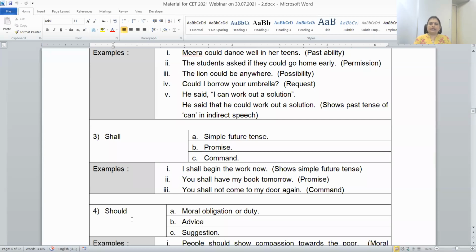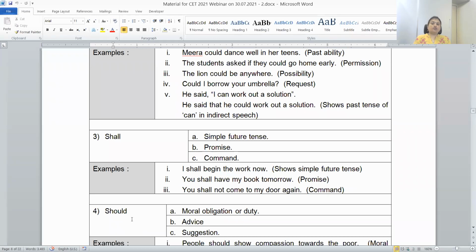See, first sentence, children: I shall begin the work now. So children, there is no other function here, right? I shall begin the work now. So isn't shall just used to show a simple future tense? In fact, even will does that. Shall and will both have the function to show simple future tense.